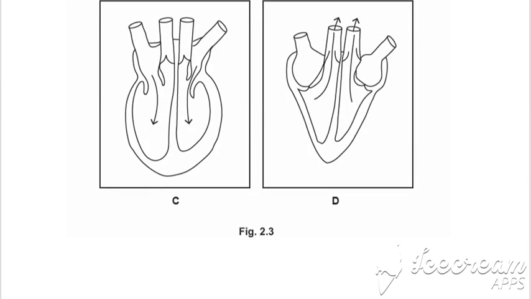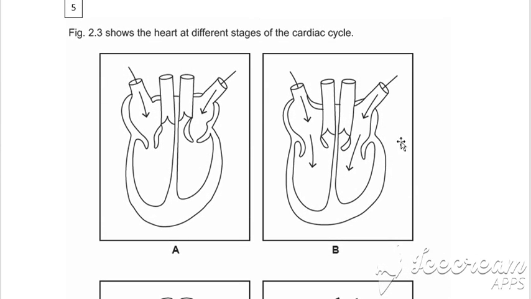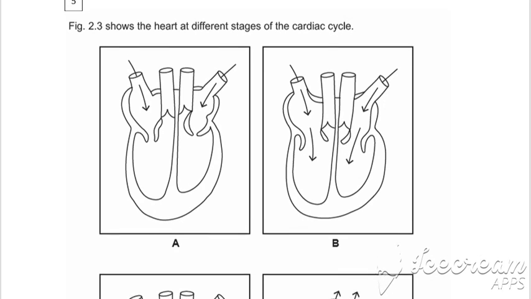So looking back at the pictures, we can see that A has arrows showing blood is entering the atria and it's entering the ventricles. The atrioventricular valves are open and the semilunar valves are closed. This suggests that it's in diastole. The atria and the ventricle are both relaxed. Neither of them are contracting and blood is flowing passively into the atria and then flowing through into the ventricle.